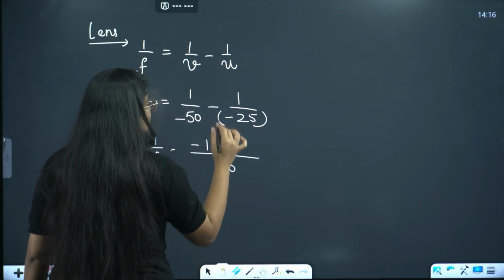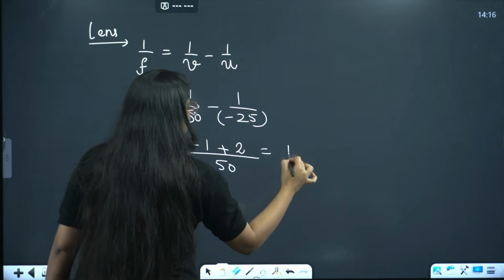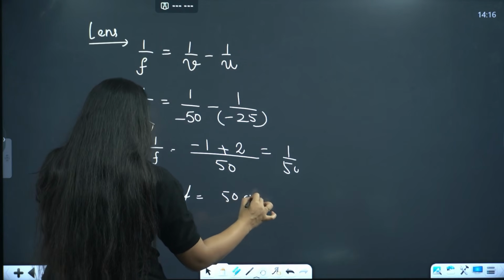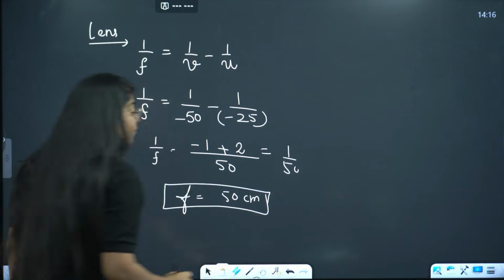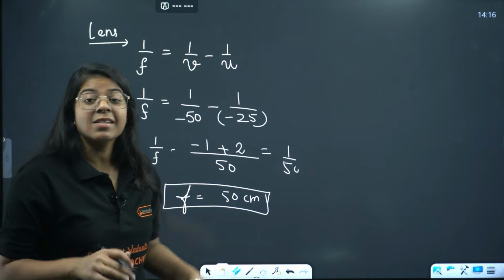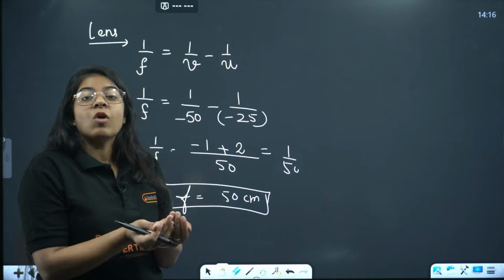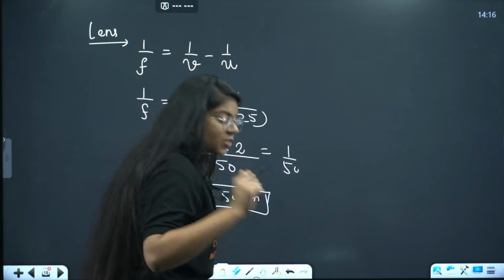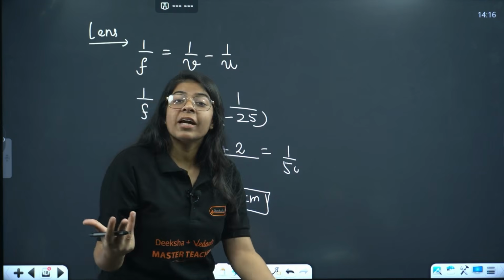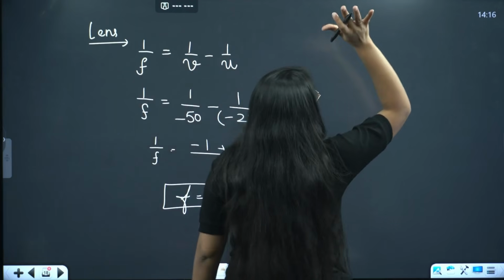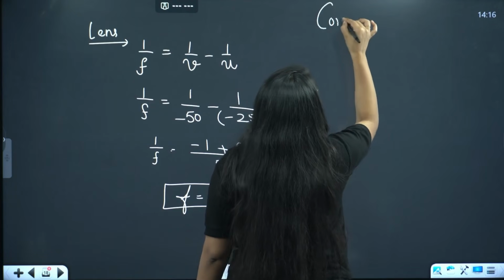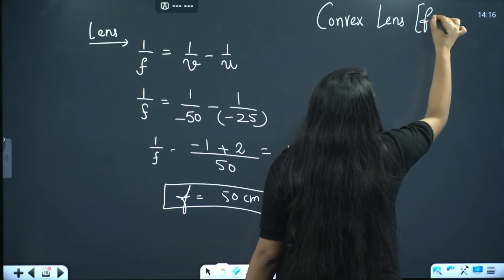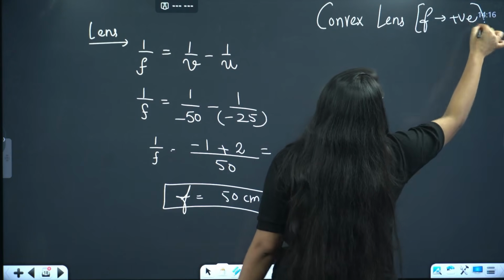50 minus 1 plus 2, that is 1 by 50. So focal length will be 50 centimeter. Focal length is positive. That means which lens has positive focal length? Convex or concave? We know concave always has negative, so this is a convex lens, as focal length is positive.